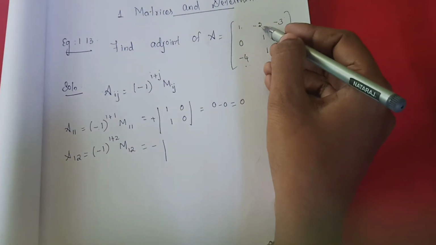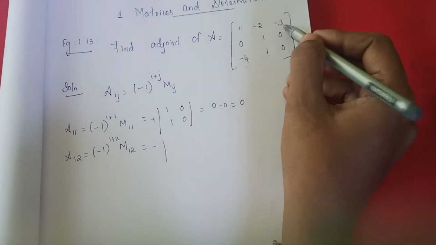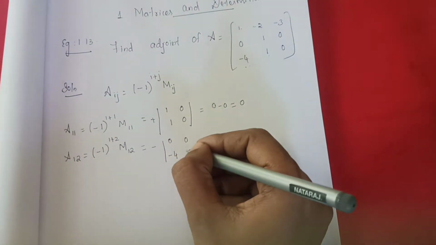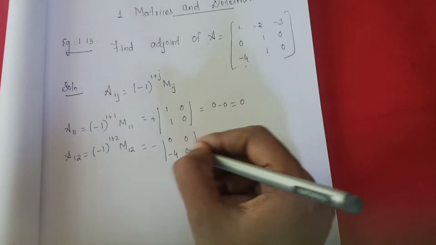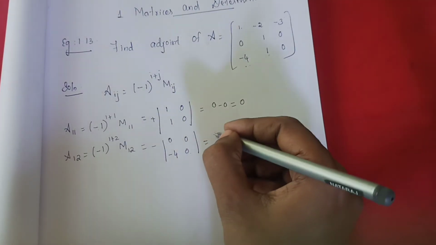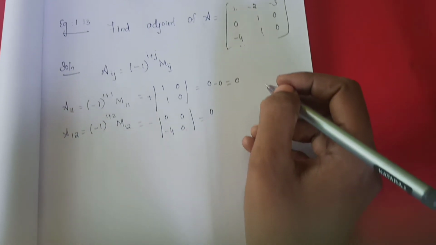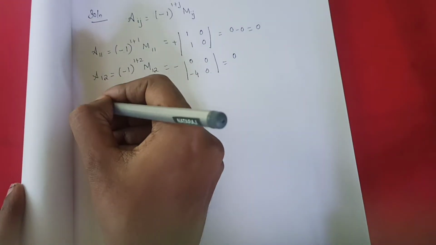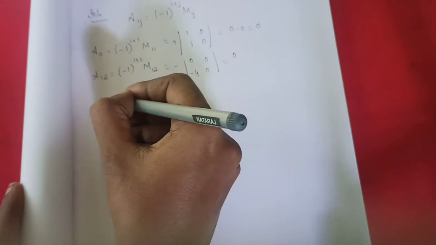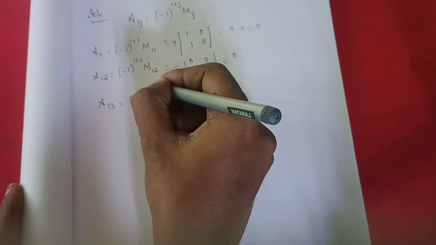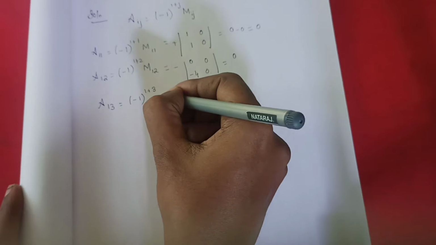So for this minus 2, this particular column and this row will get cancelled. So 0 minus 4 0 0, 0 into 0 is 0, 0 minus 0 is 0. Minus 0, is it right? So the value will be 0 also. Okay. Then next, A13. That's equal to minus 1 to the power 1 plus 3, M13.